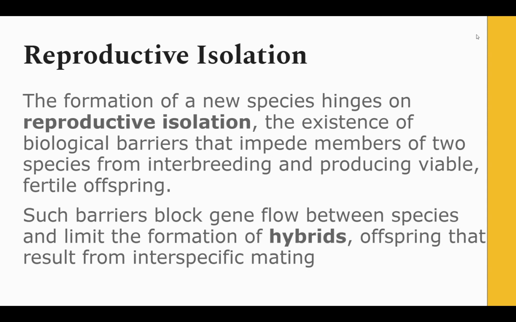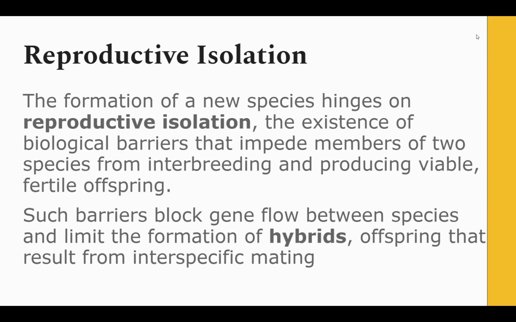So, let's see. The formation of a new species depends on reproductive isolation, right? If our definition of a species has to do with being able to reproduce and have fertile offspring, we need reproductive isolation, which is the existence of barriers that impede members of two species from interbreeding and producing fertile, viable offspring. And there are a lot of these barriers that can create reproductive isolation.